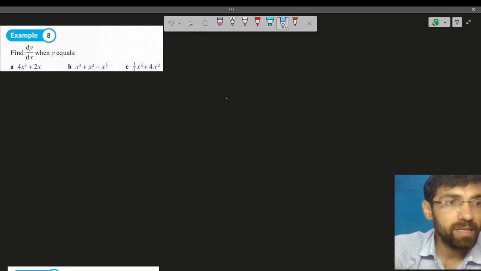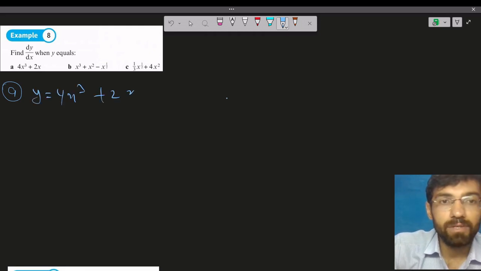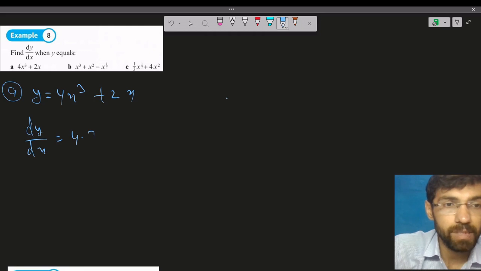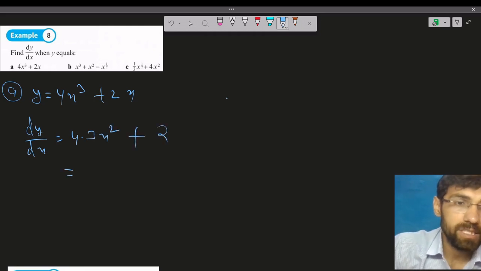Let me solve. A is y equals 4x cube plus 2x. If I differentiate, dy by dx will be: 4 is a constant, it will remain as it is, and differentiation of x cube is 3x square, and plus differentiation of 2x is 2. So this is 12x square plus 2. What about part B?